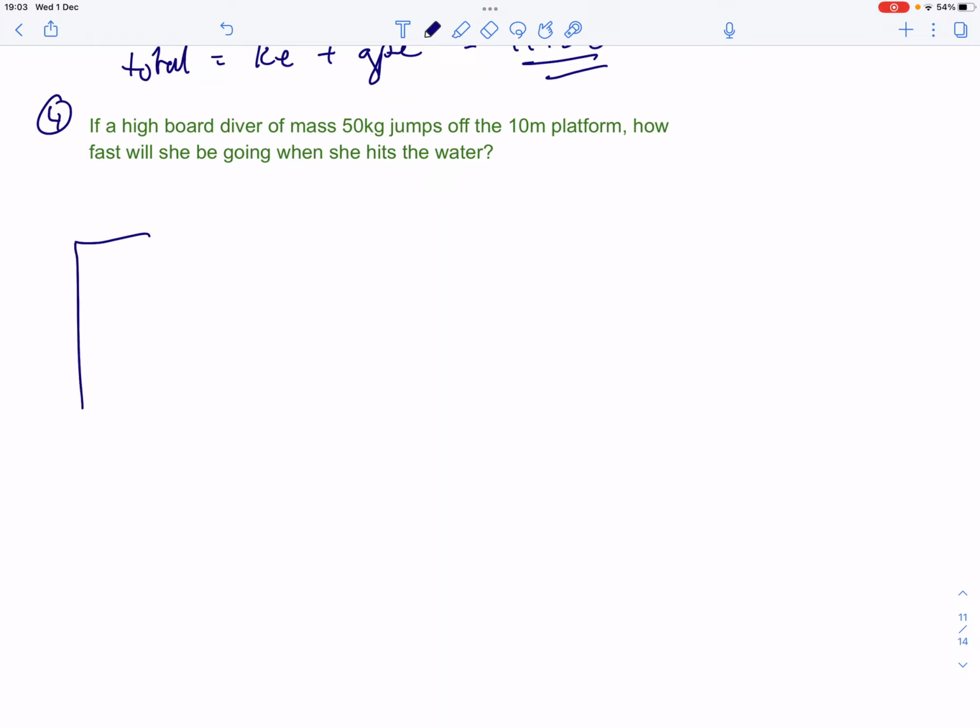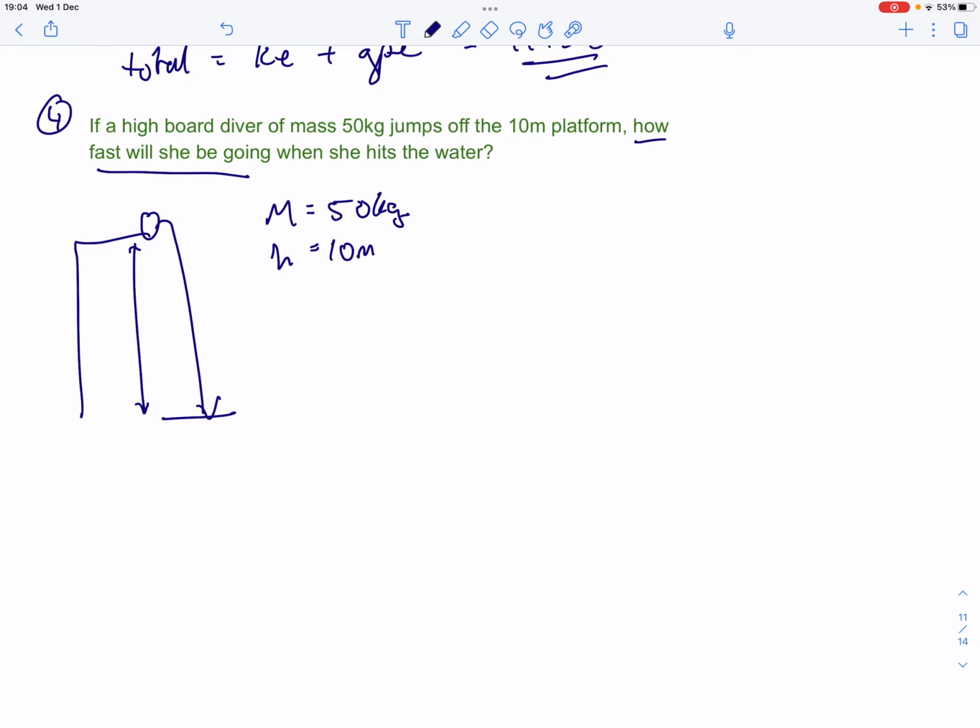So we have a platform which is 10 metres above the ground, and we have this diver who jumps off and hits the water at a certain speed, which we want to find. How fast will she be going? That's what we need to find out. So, we need to combine our equations for kinetic and gravitational potential energy here again. The mass is 50 kilograms, and the height is 10 metres. So we can easily calculate GPE straight away.